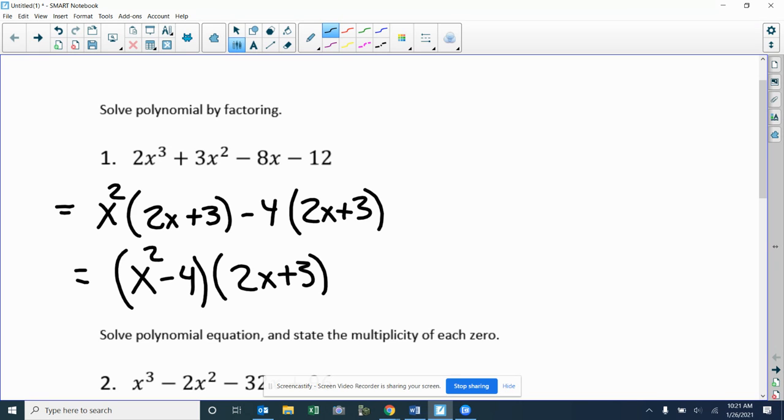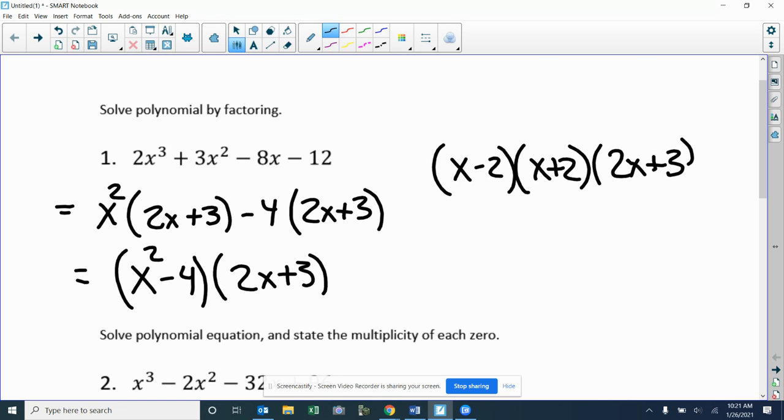We do have something special here, difference of perfect squares, so it does factor. X minus 2 and x plus 2, and then we still have 2x plus 3. It's not asking for the roots, it's just asking for you to factor. So we don't have to set those equal to 0, we're done.